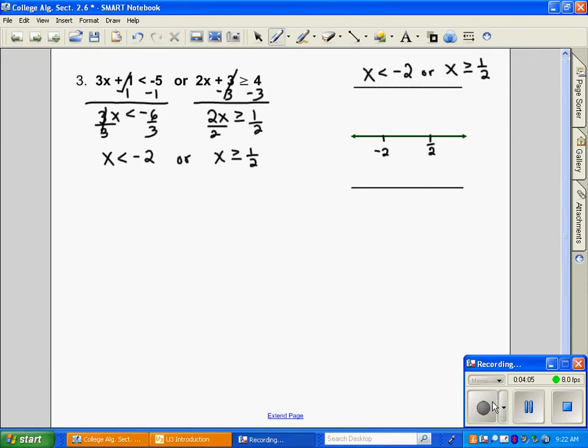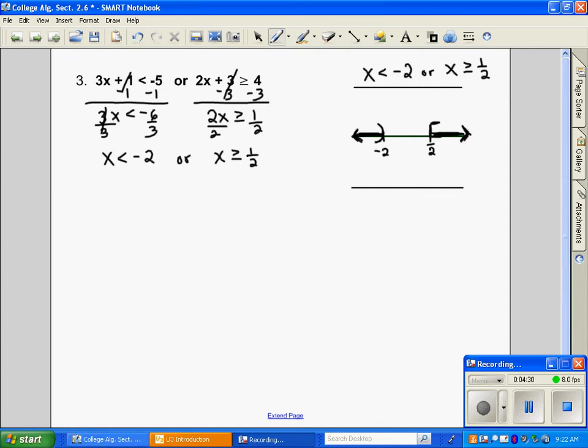Next I will have x is less than negative 2. So that's going to give me a parenthesis, and if it's less than, I'm shading to the left. And this one says x is greater than or equal to 1/2. So because it's an or equal to, I have a bar and it's going to be shaded to the right.